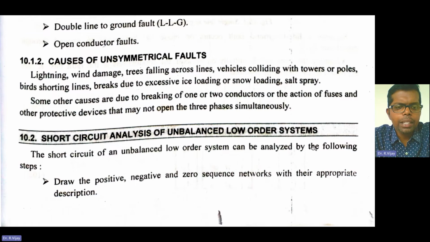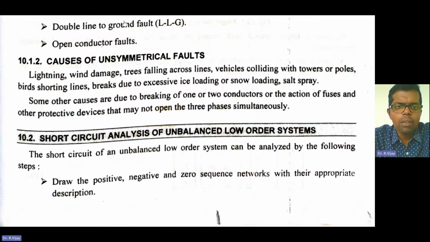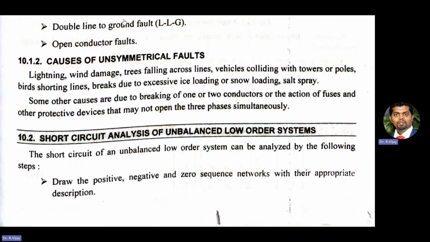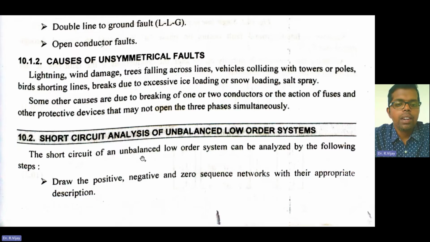Next, coming to the short circuit analysis of unbalanced systems. Short circuit of an unbalanced system can be analyzed by the following steps. How to make the short circuit analysis of an unbalanced system? First, you need to draw the positive sequence, negative sequence, and zero sequence networks. First, you need to draw these three networks with appropriate descriptions.